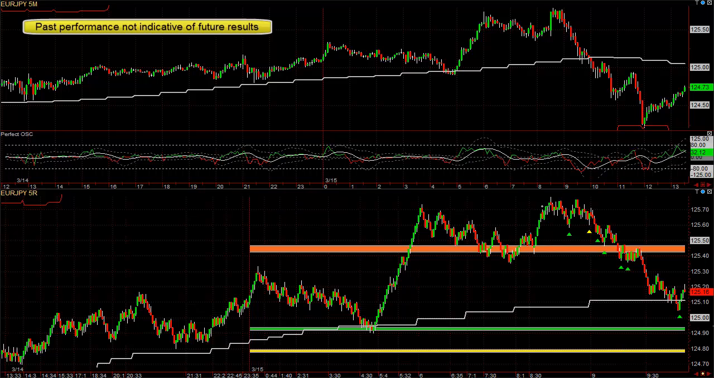So if you're using a range chart, just a wonderful looking pullback right there. You can put your stop a pip or two under there, and you're literally risking under 10 pips, and you can clearly see that this just is going up.